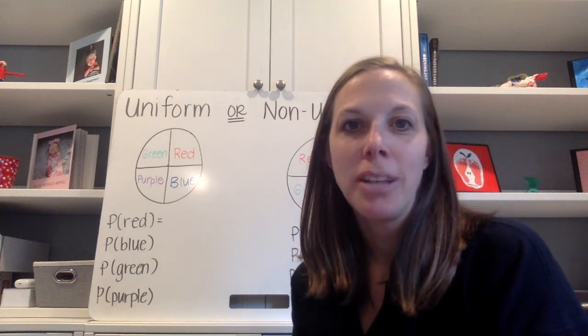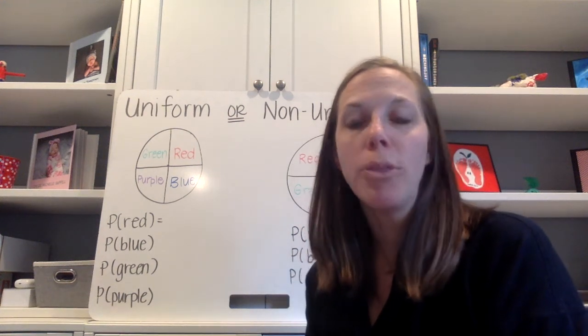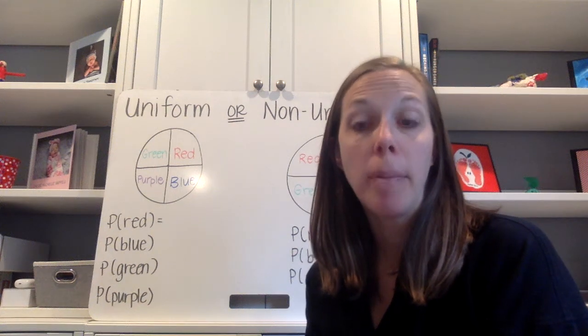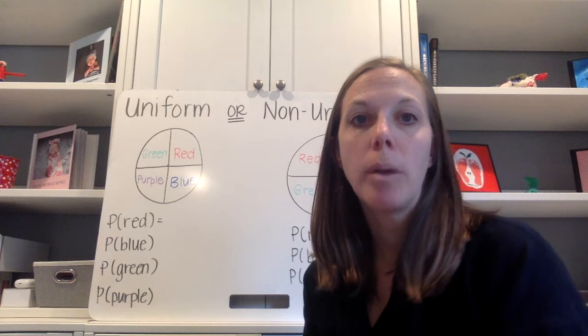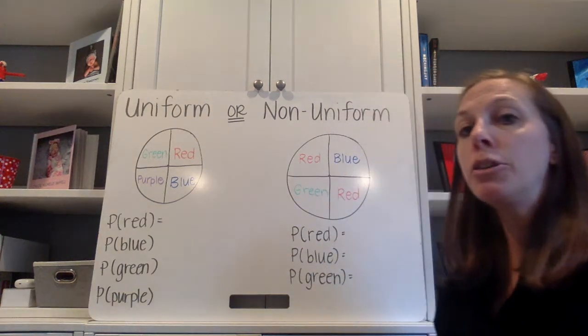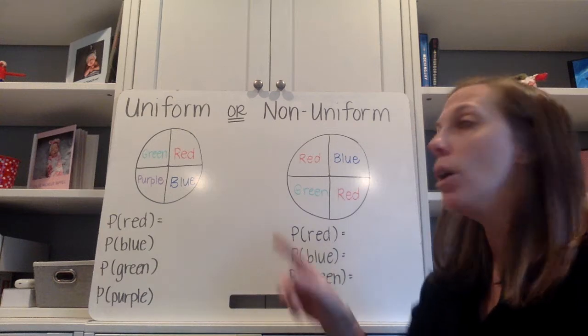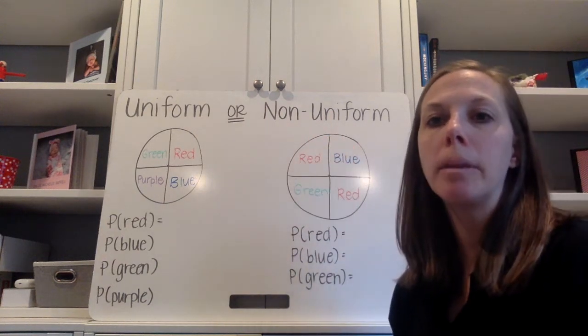Hello, mathematicians. We're going to continue our probability work this week. There are two more things that we need to talk about around probability. You're going to get to keep practicing some different things, but we have some new vocabulary to mix in here. The two things we're going to look at this week are uniform and non-uniform probability models.